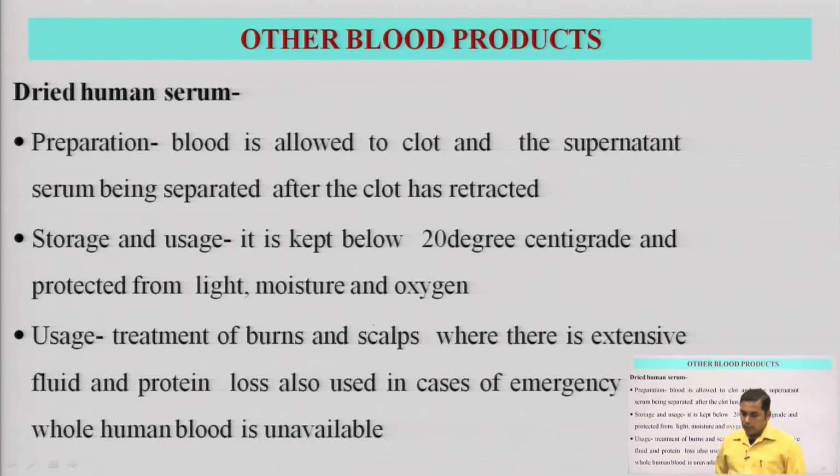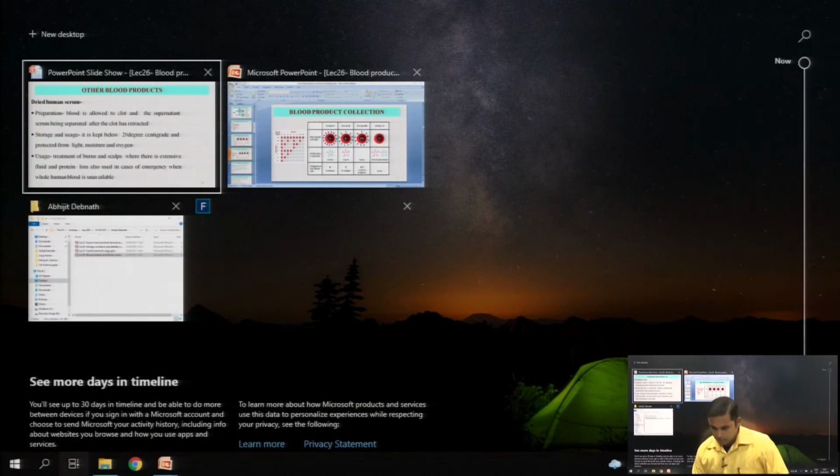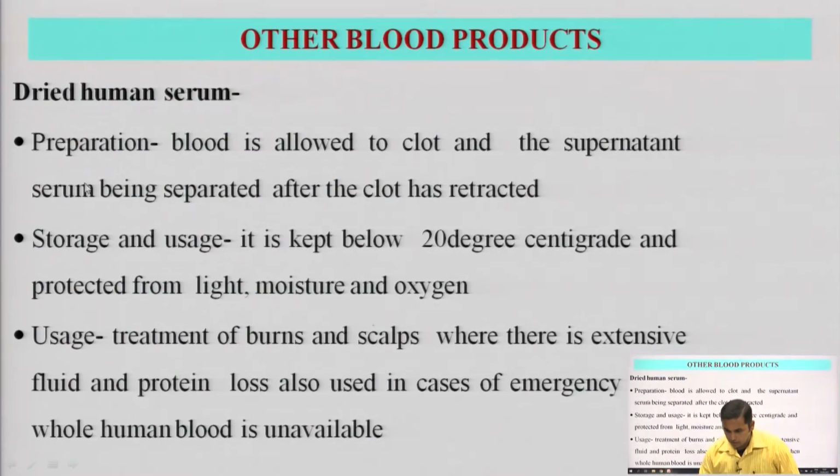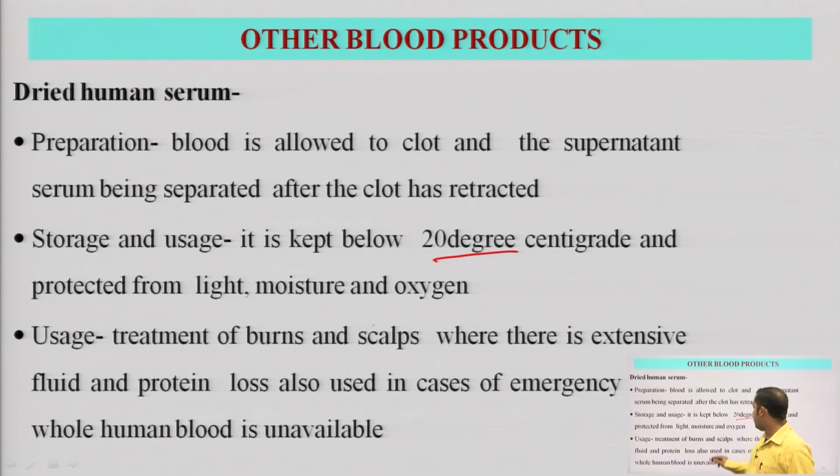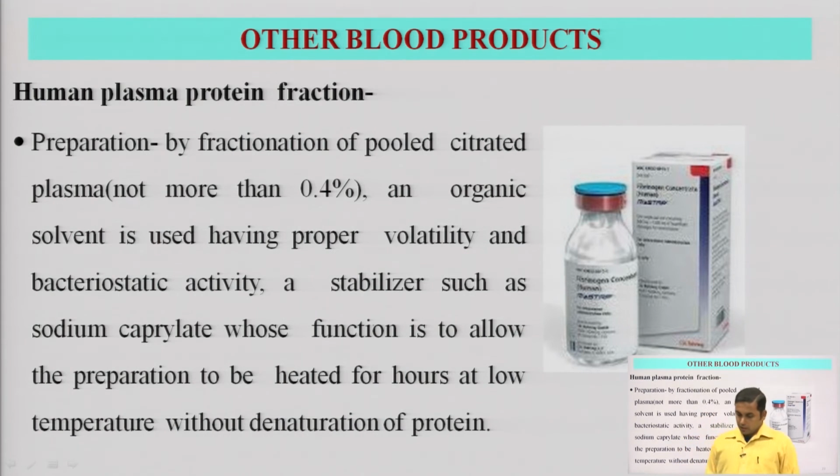So, if I tell you other products in this area. In case of preparation, I already mentioned how you can prepare it. I have tried to summarize everything in a very systematic manner. So, it is very simple. You allow it to clot, and after that the supernatant should be collected, and you keep it at this temperature, and you can use it when burns and other cases are available. So, here is a very good picture.